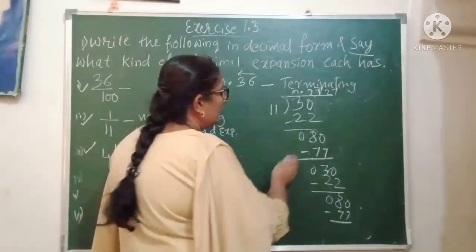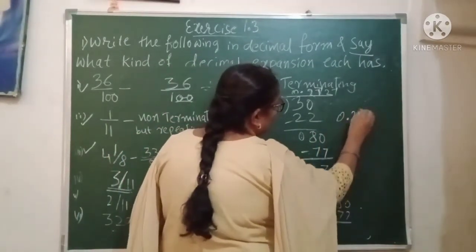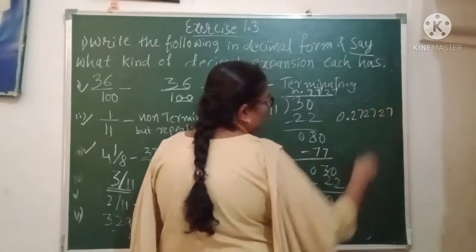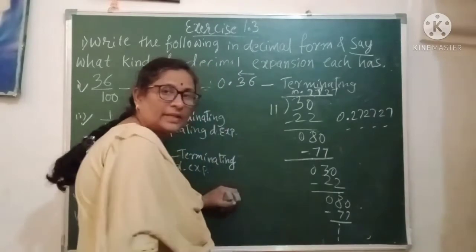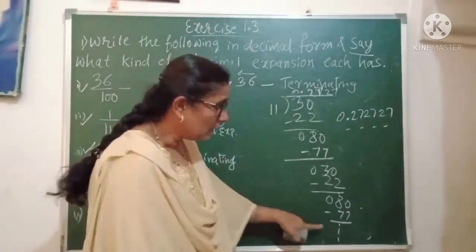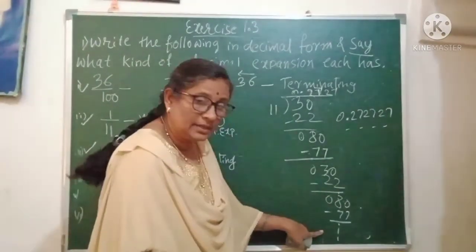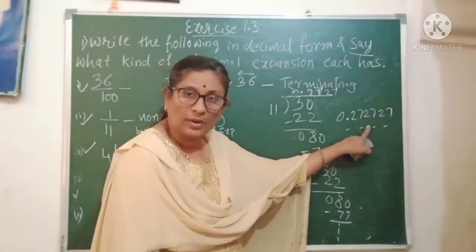It goes on. That means you are getting 0.27 27 27. Now this one continues and this also continues. That means it is non-terminating but repeating. So what is it called?